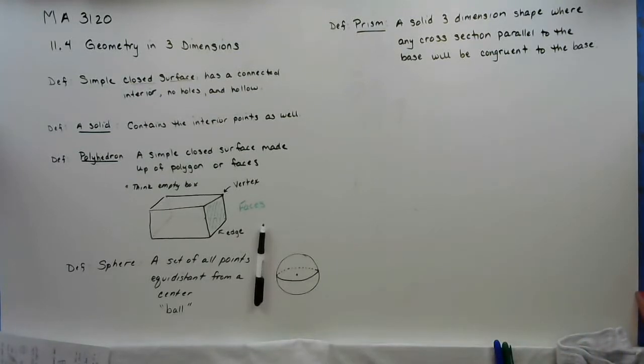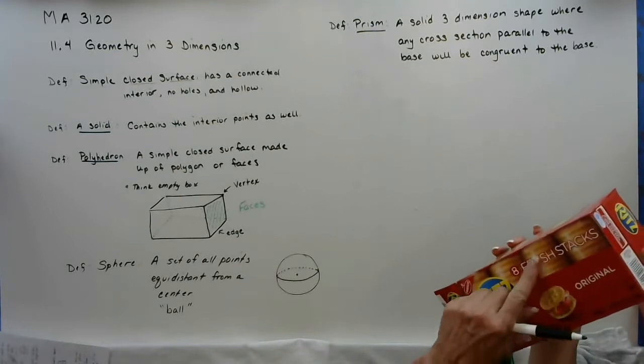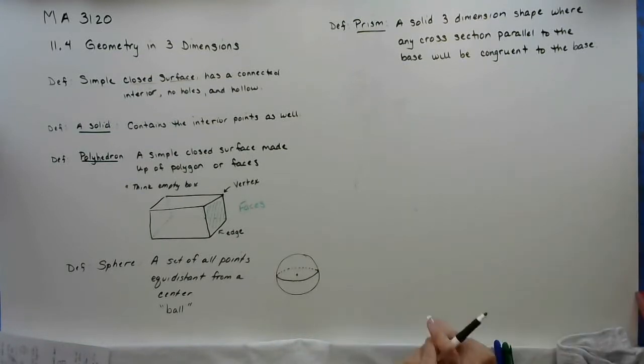So again, sometimes a can of Pringles potato chips. Each of the shapes is the same in theory, or our stackable Ritz crackers. I should have brought in one of them because they're all shaped the same and they stack up. However, that's a prism when it's solid.